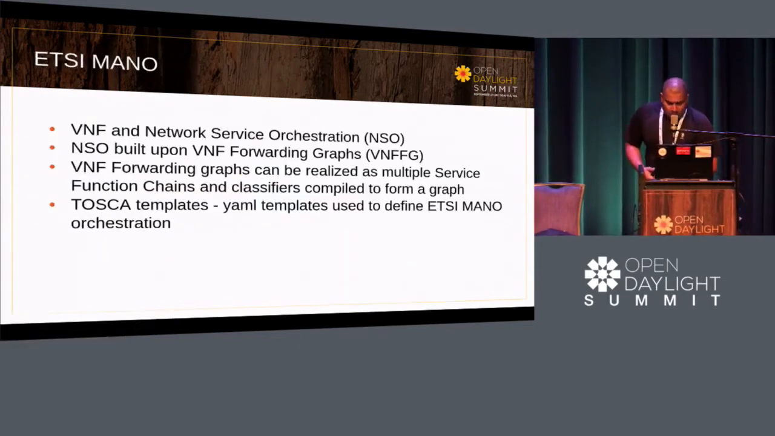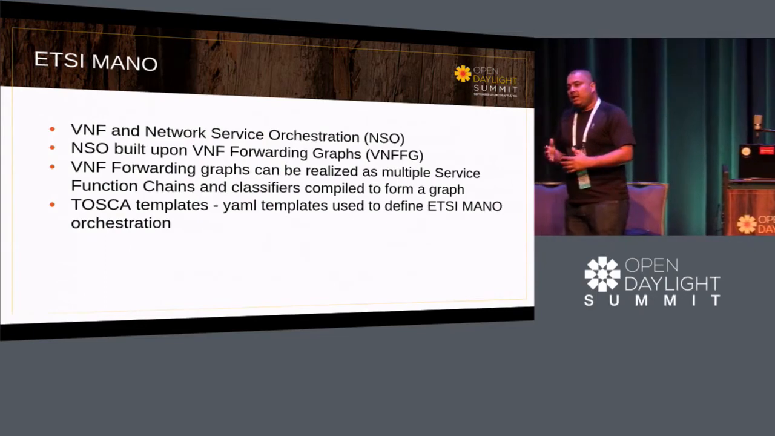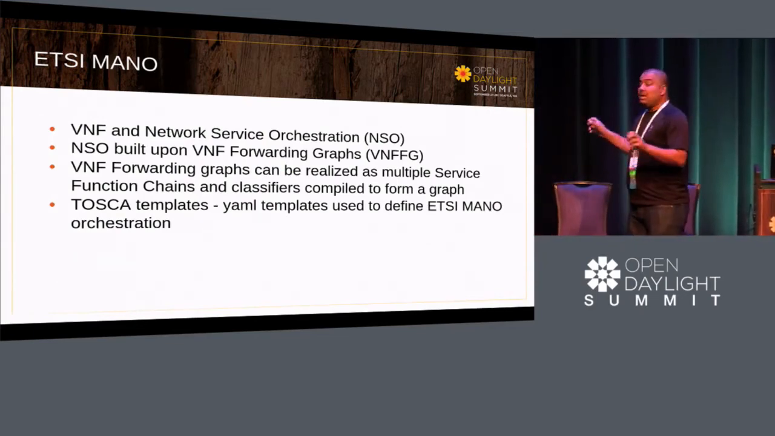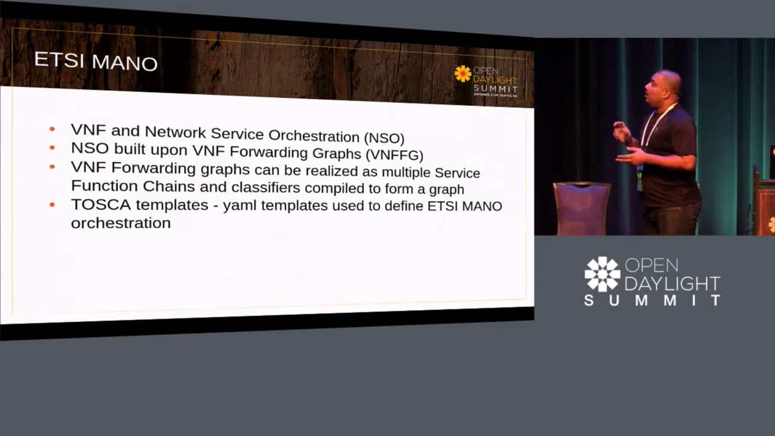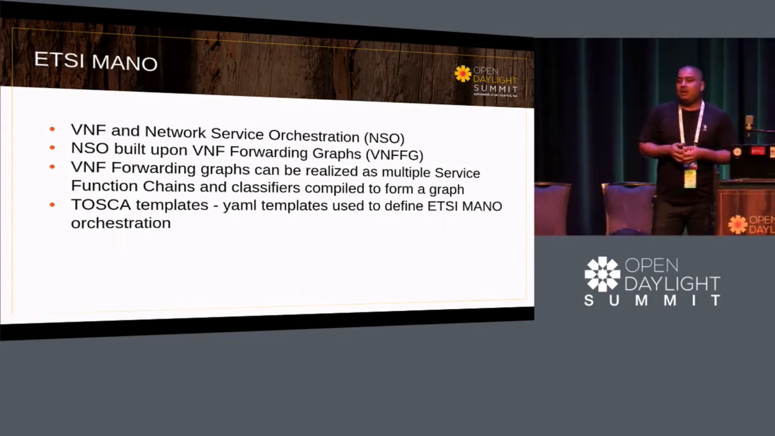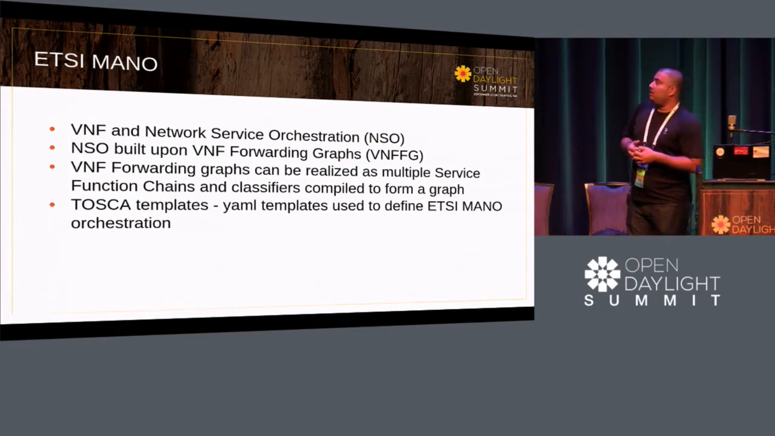And so this is the ETSI MANO definition I told you about. They call it a VNF forwarding graph. A graph can be realized as multiple service function chains and classifiers compiled to form a graph. So one VNF forwarding graph can have multiple chains and multiple classifiers. This is the broader definition of a VNF forwarding graph.